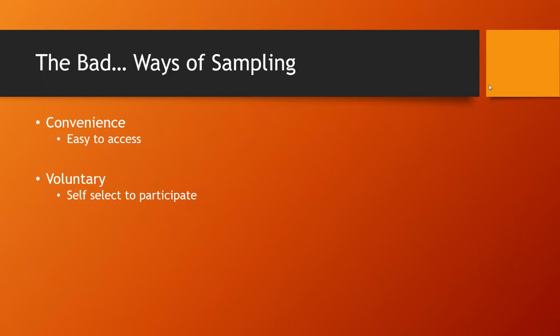Okay, so why are these bad? Okay, first of all, the sample that results from convenience or voluntary sampling don't represent the population. Okay, some group might be left out or something like that, and I'll talk about that too in a second.